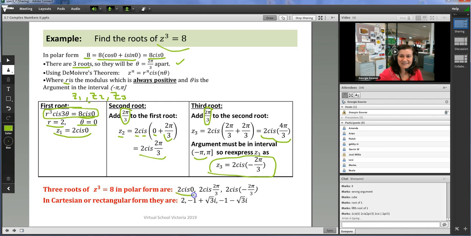So we can express them in polar form correctly, and we can convert them to Cartesian form if we're asked to. Okay, so just got to be careful what the question's asking you to give the final answer, whether the final answer is expected to be polar form or Cartesian form.